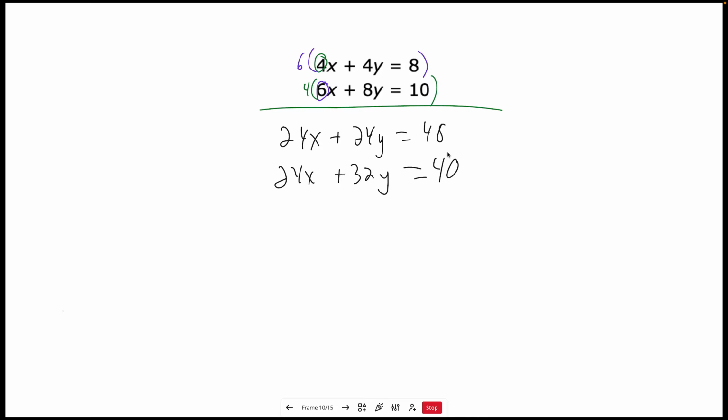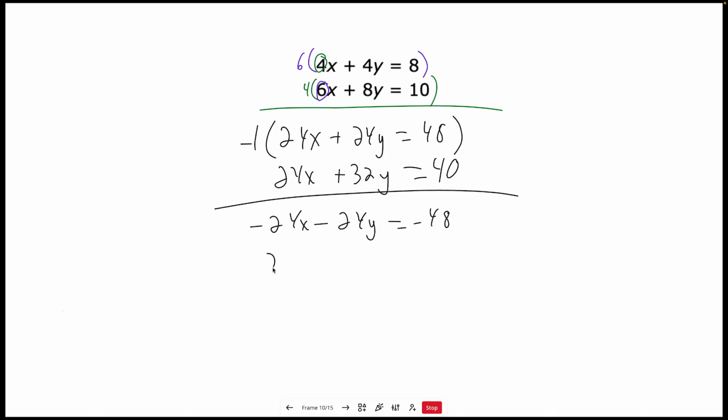And now, again, even if you add straight down, nothing is going to cancel, right? So this is where now you need to multiply again by negative 1. So now we have negative 24x minus 24y equals negative 48. And the bottom one doesn't change.